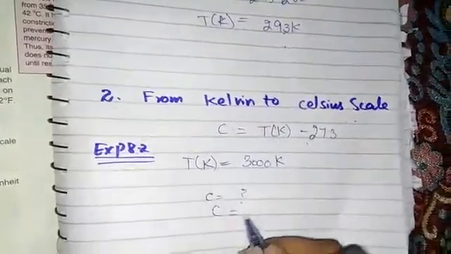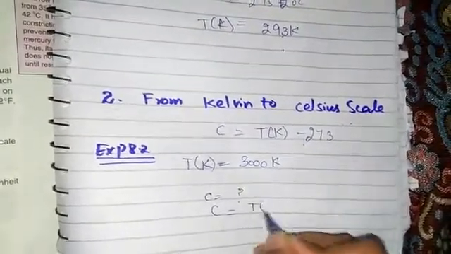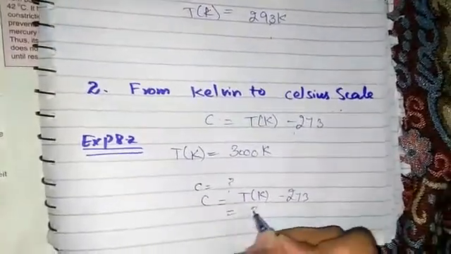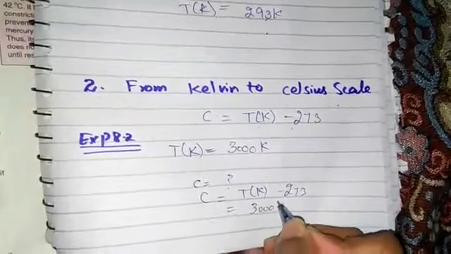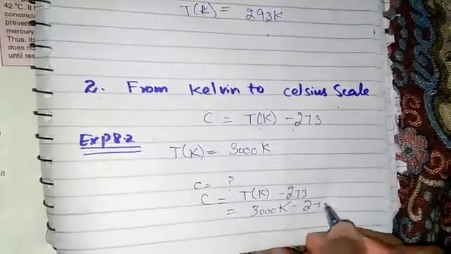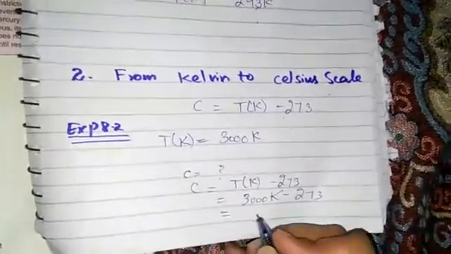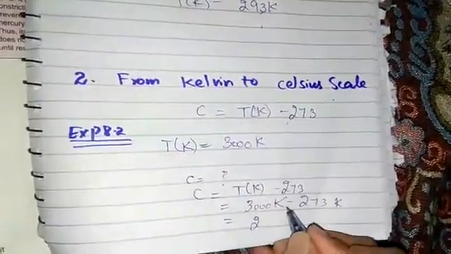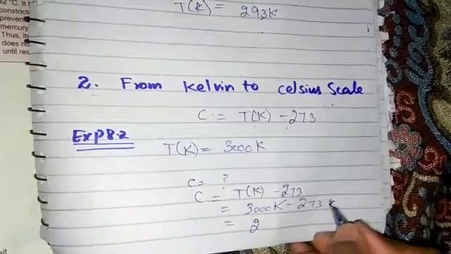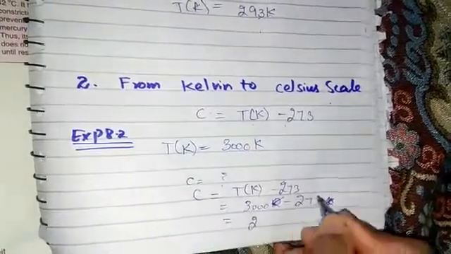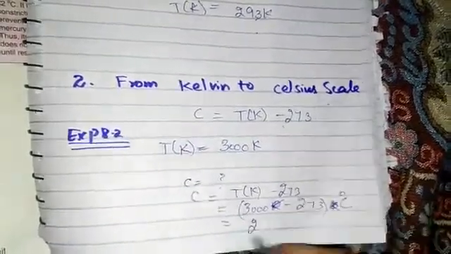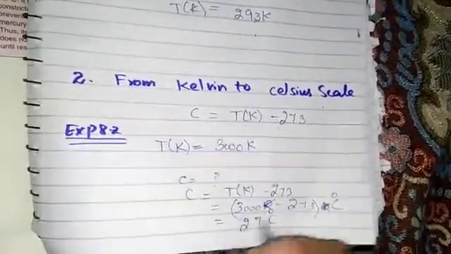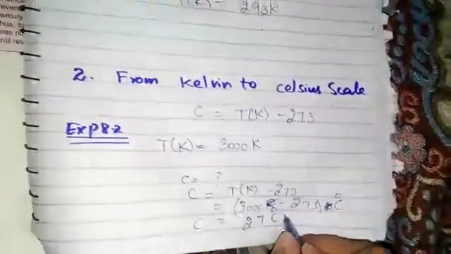So the formula of the temperature in Celsius scale is temperature in Kelvin minus 273. By putting values, 300 Kelvin minus 273, our answer becomes, by subtracting these two terms, 27 degrees Celsius.